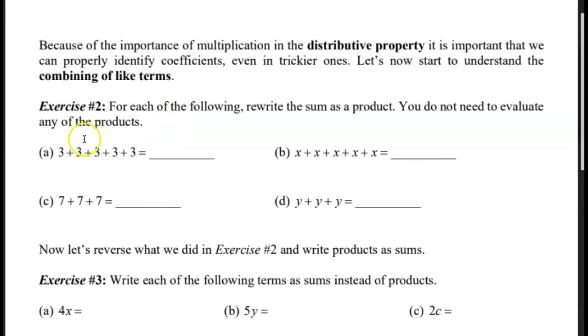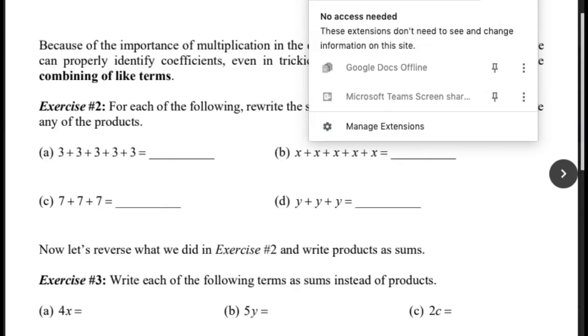So let's look at this. Look at number 1. 3 plus 3 plus 3 plus 3. How are we going to rewrite this as a multiplication expression? How could we create an expression that is also equivalent to 3 plus 3 plus 3 plus 3, but using a multiplication expression?